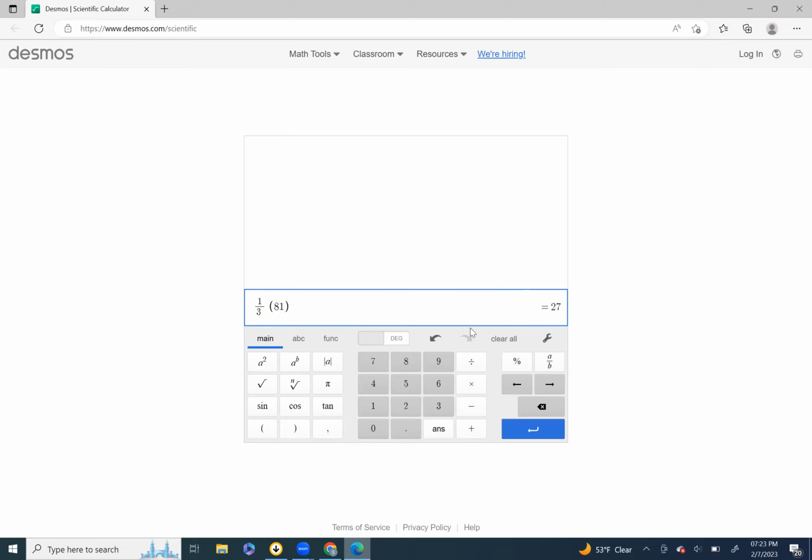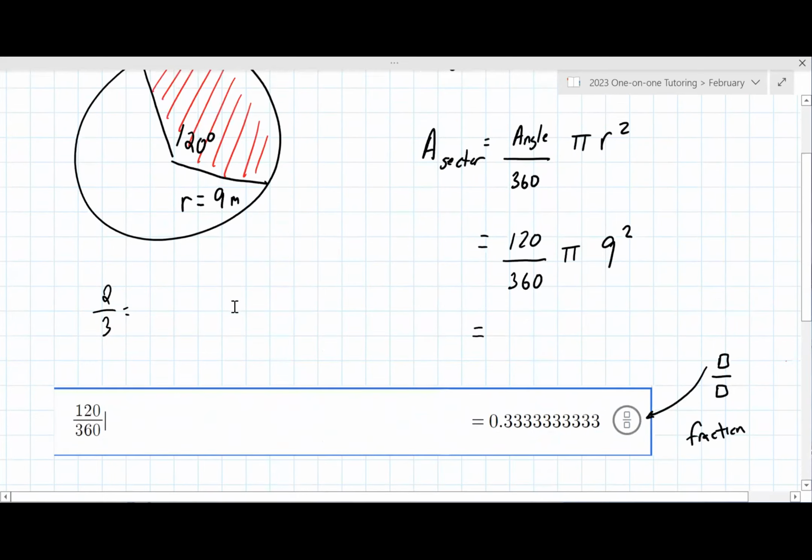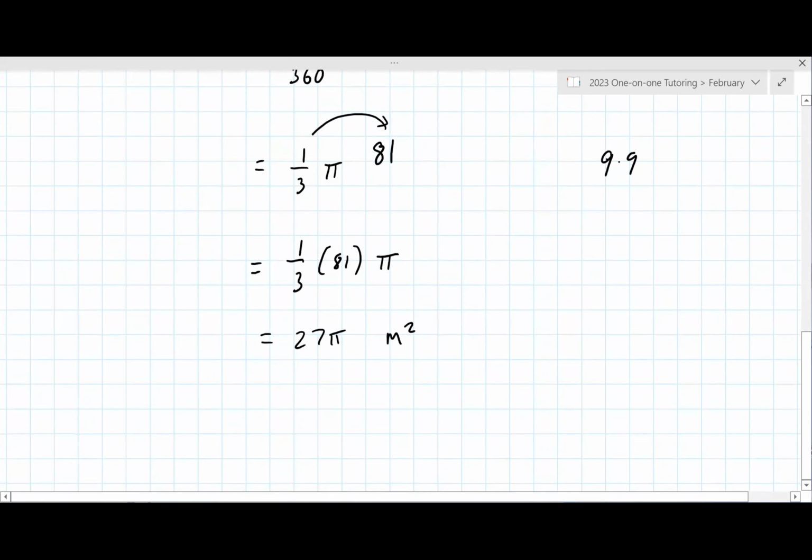I'm going to go share my screen. So this is 27 pi. And then units here. It's in meters, so areas in meters squared. So is this the exact or is this the approximation? The exact. This is exact.